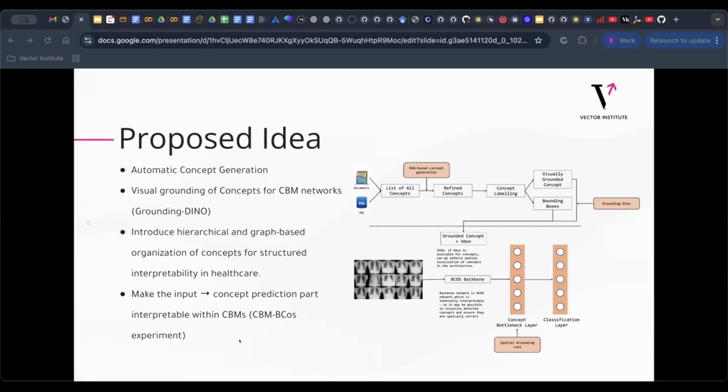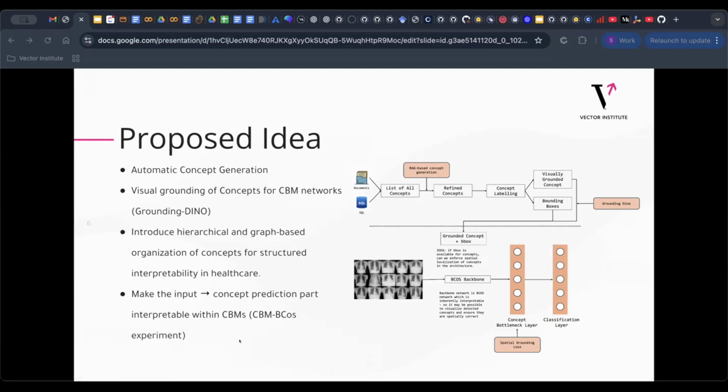Apart from that, there is no hierarchical or graph-based organization of concepts. All the concepts predicted by the concept layer are flat concepts, which is an issue, especially in the medical domain, because in the medical domain there is an anatomical structure which is followed and then the final prediction is made. Also the concepts are related to each other. For example, if I talk about chest X-ray images, you can have concepts like left pleural effusion, right pleural effusion, and those are related, so they can be easily organized in a graphical format.